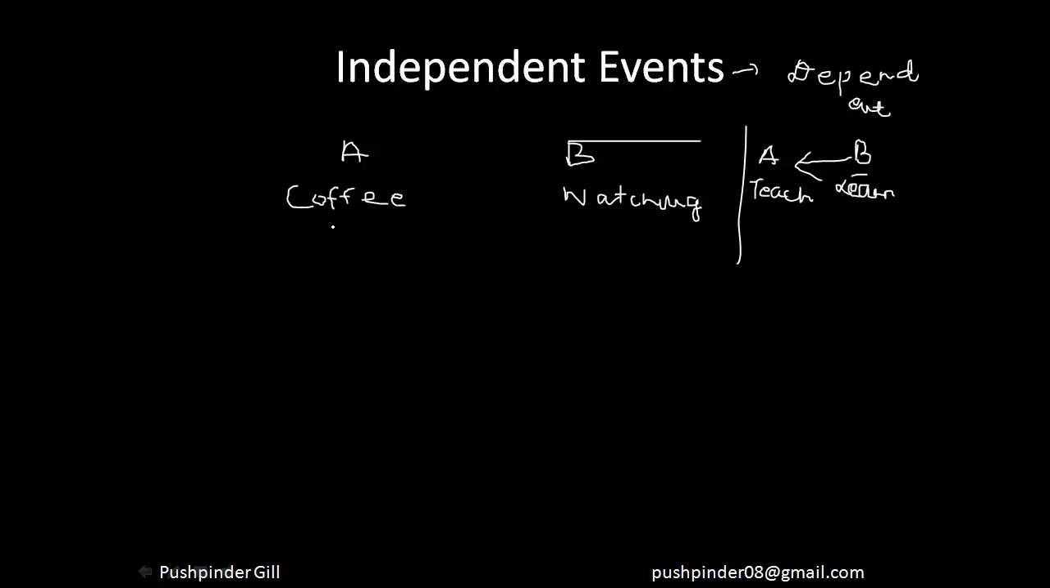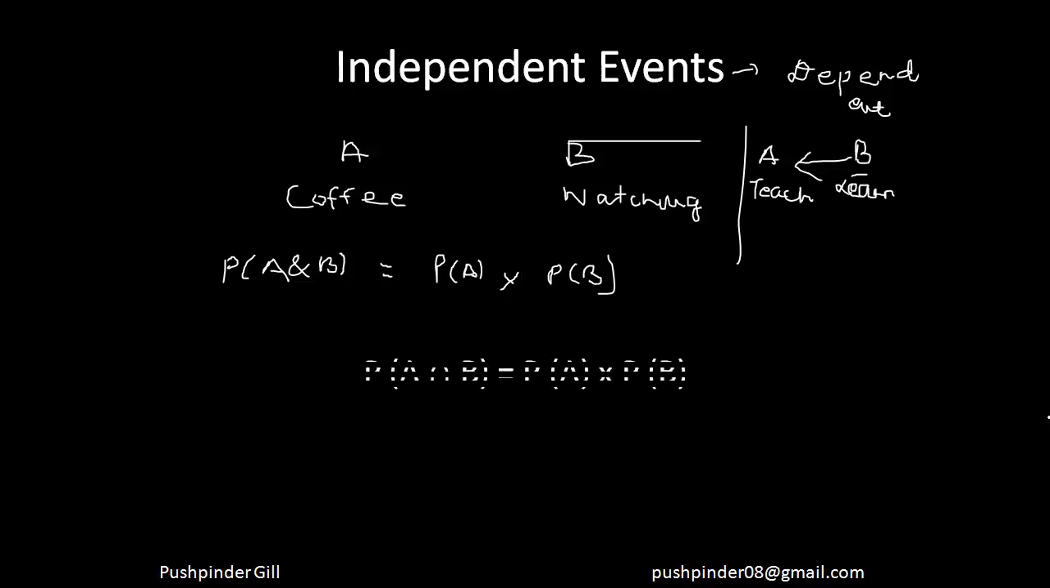In the case of independent events, the probability that both events will happen, that means A will happen and B will happen, is equal to the product of the probabilities of both events happening individually. So the probability of both events happening, that is the probability of A intersection B, which shows that both events are happening together, is equal to the probability of event A happening times the probability of event B happening, right? I hope everyone understood what independent events and mutually exclusive events are.